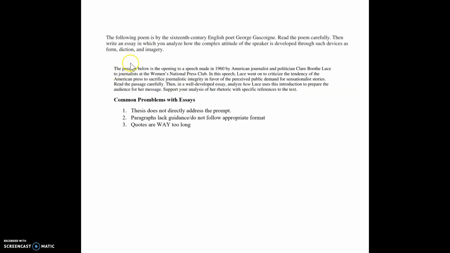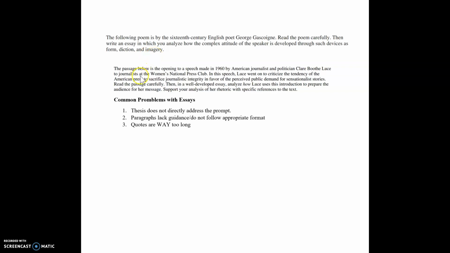So if we take a second and look at this first prompt: the following poem is by the 16th century English poet George Gascoigne. Read the poem carefully, then write an essay in which you analyze how the complex attitude of the speaker is developed through such devices as form, diction, and imagery.